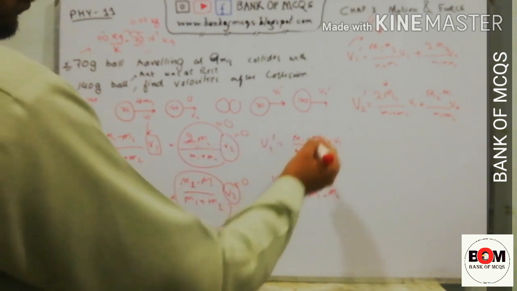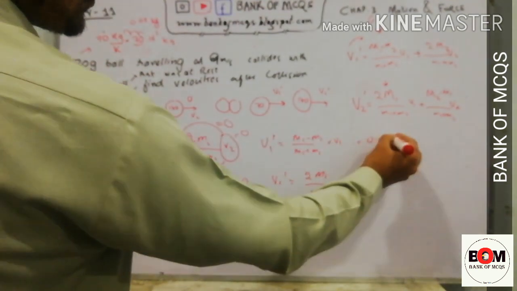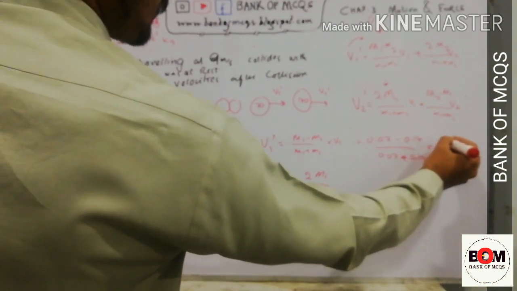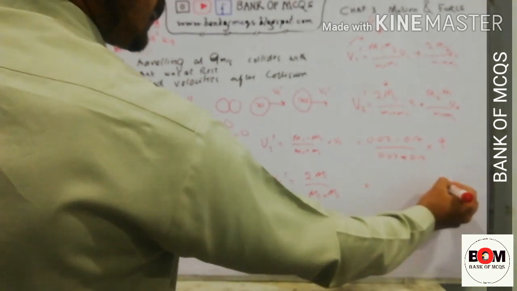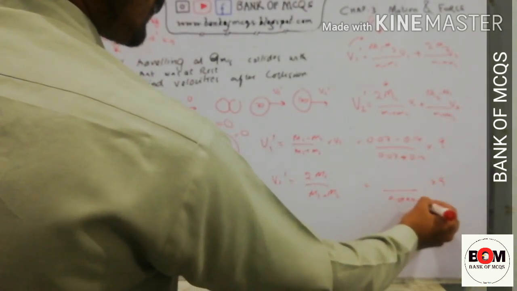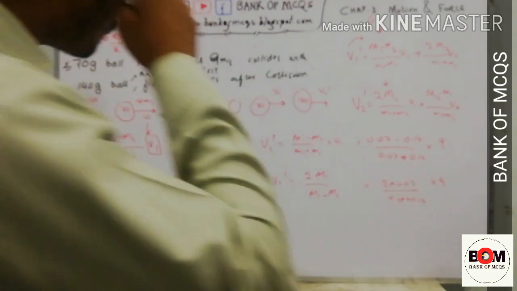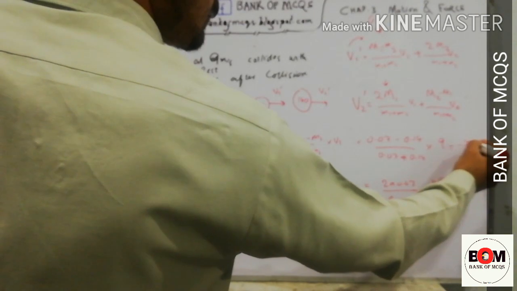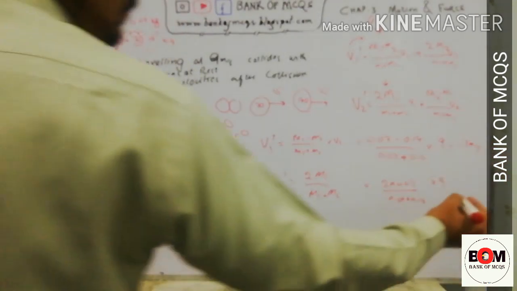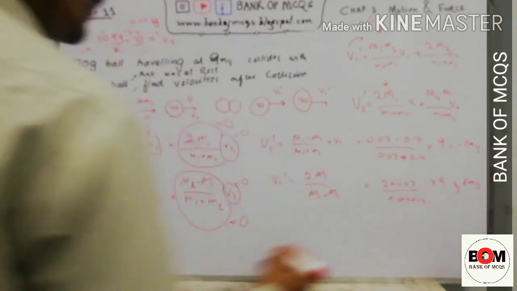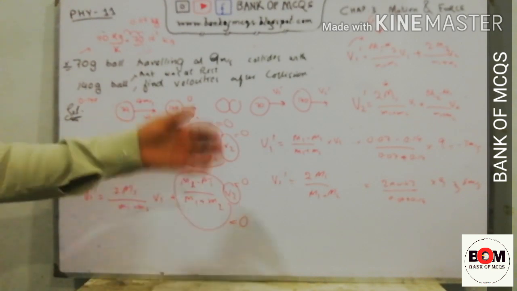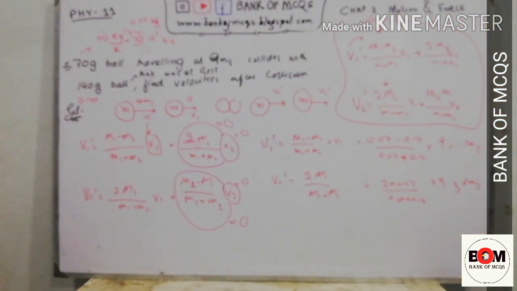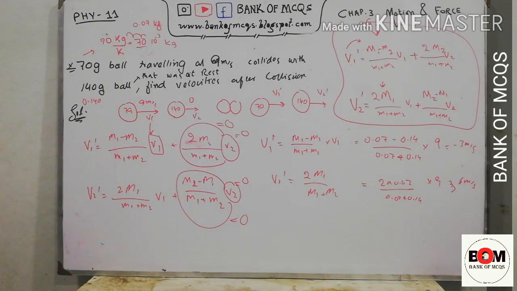So putting the masses here, M1 is 0.07. V1 dash is 0.07 minus 0.14 divided by 0.07 plus 0.14, into V1, which is 9 meters per second. And V2 dash is 9 multiplied by 2 times 0.07 divided by 0.07 plus 0.14. So the answers are minus 3 meters per second for V1 dash and 6 meters per second for V2 dash. So this was easy to calculate this way by using this formula. And you must learn these two formulas for V1 dash and V2 dash.